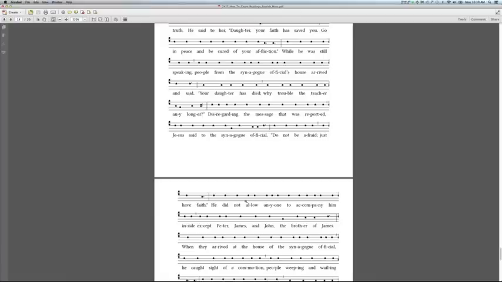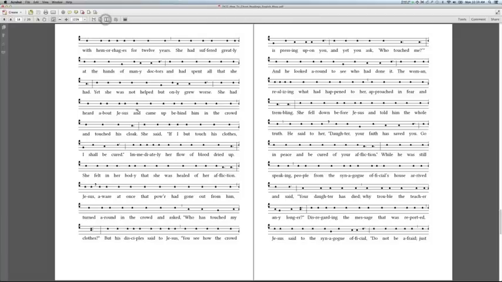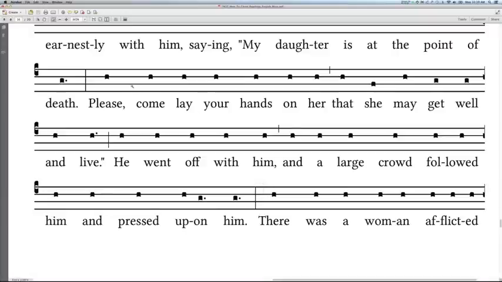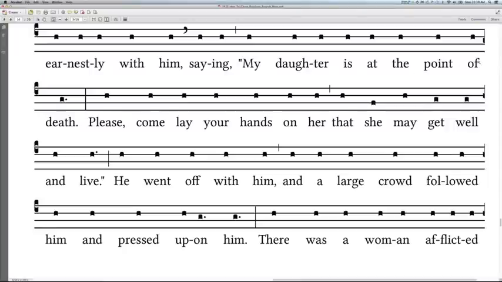I guess the only example I really have, off the top of my head, is the one I already showed you earlier. And we can go back upon him. Here we go. Here's a typical example. At the point of death, right? In that case, death is the actual last accent. "My daughter is at the point of death." But watch this one. You have a prepositional phrase over here, upon him. "Please come lay your hands on her, that she may get well and live." That's a tricky one. That she may get well and live.